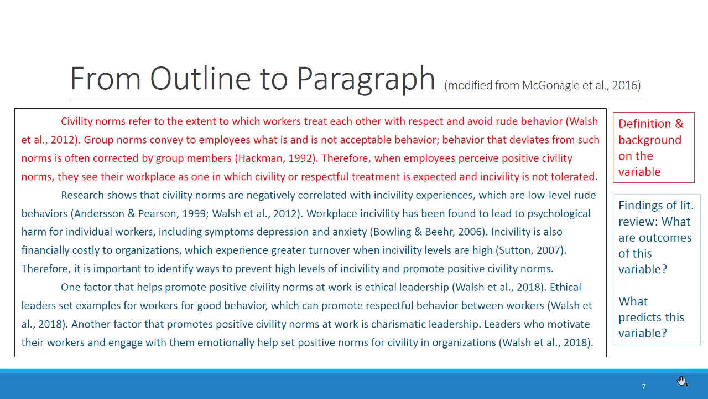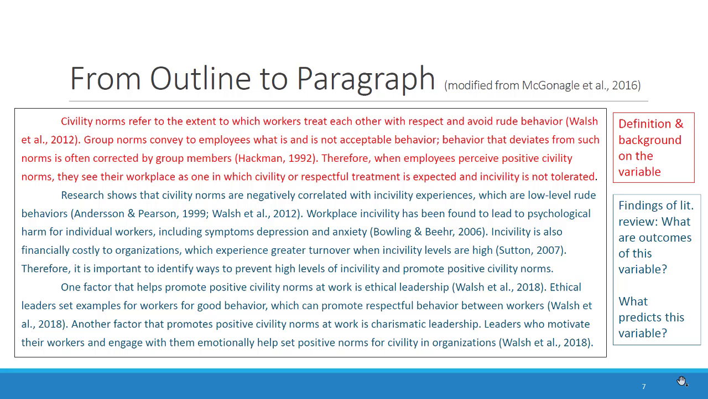Therefore, it is important to identify ways to prevent high levels of incivility and to promote positive civility norms. So again, I'm providing the research on outcomes of the variable, which is incivility, and I provide information about some of the harmful effects of incivility and how we need to identify ways to promote high levels of civility and prevent high levels of incivility.